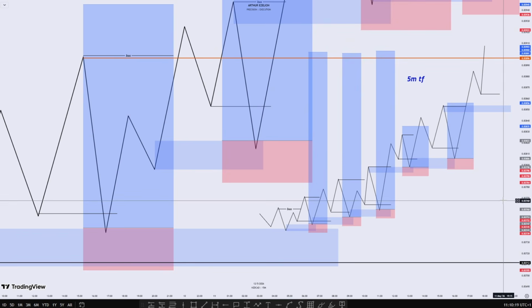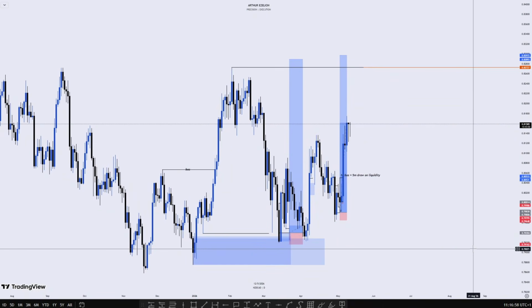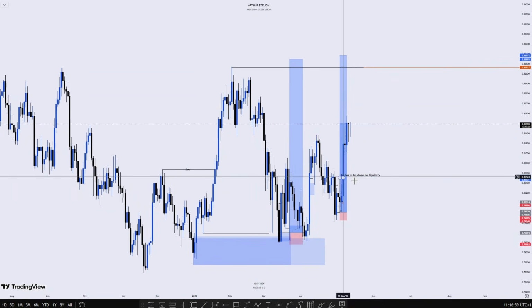So enough of the too much talk. Let me show you guys a live example of me actually taking this trade. Now, the first example we are going to be exploring is this one. This one is an NZD CAD. This is the daily time frame.